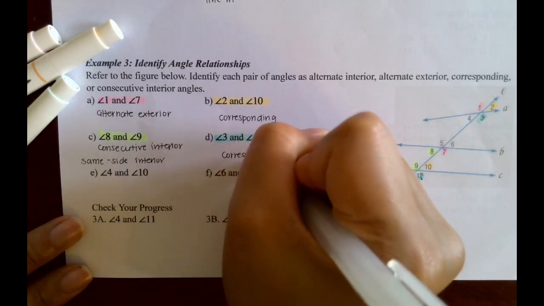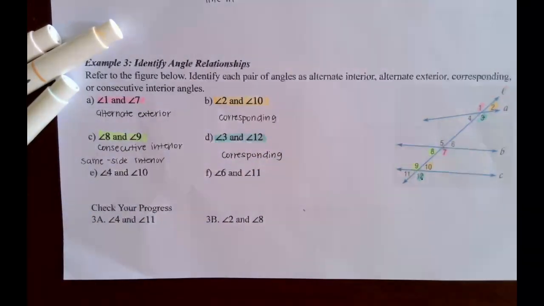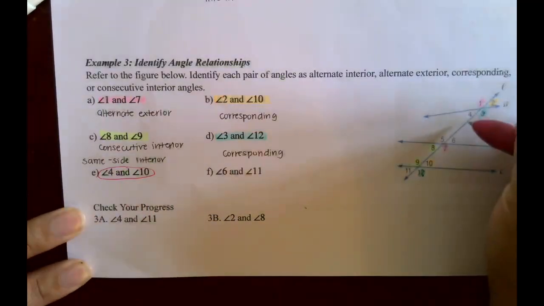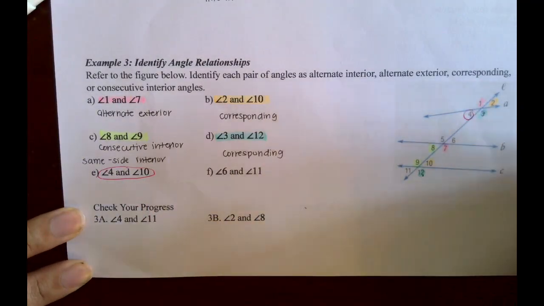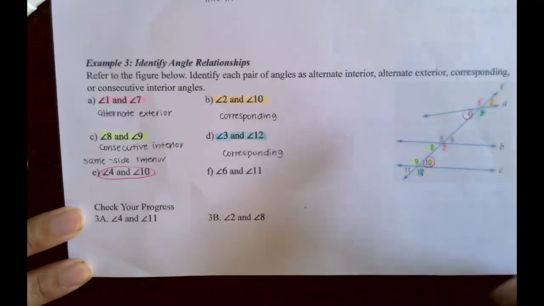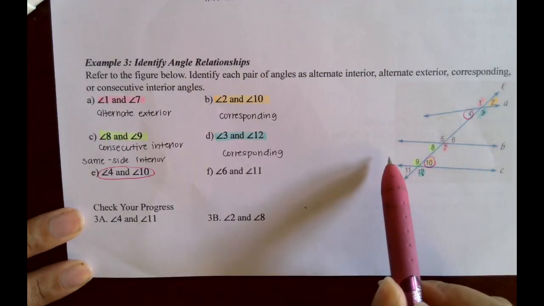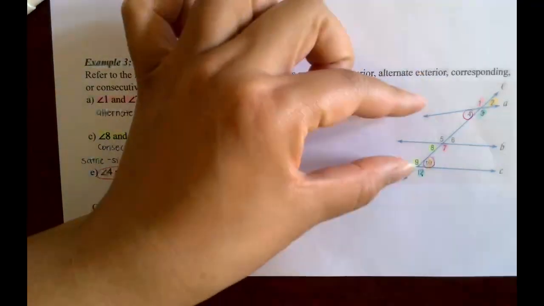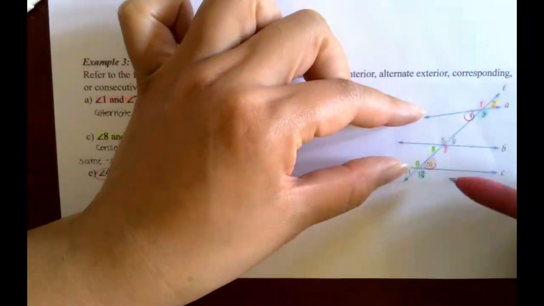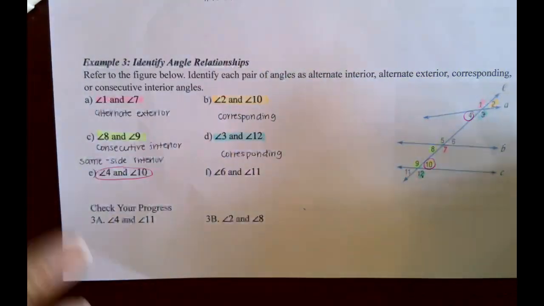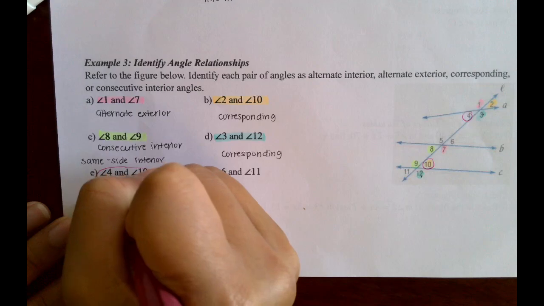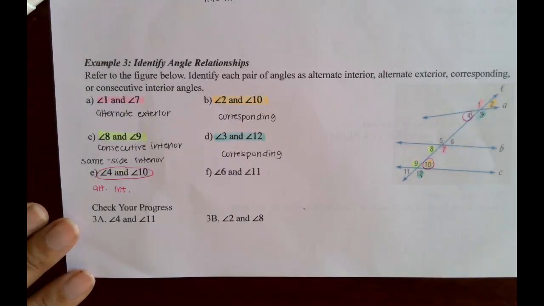All right. So no more highlighters. So now I'm going to circle. So angle 4 and angle 10. Angle 4 is here. Angle 10 is here. So if this is my pair, this is my transversal, they are inside the pair. Right? They're inside the pair, but they're on opposite sides of the transversal. So that would make them alternate interior. Okay?